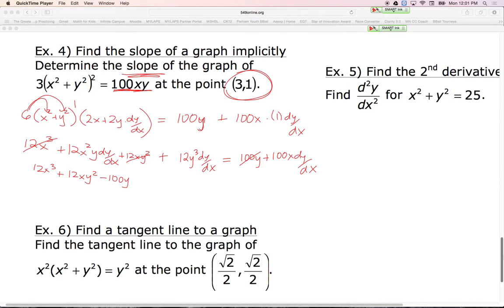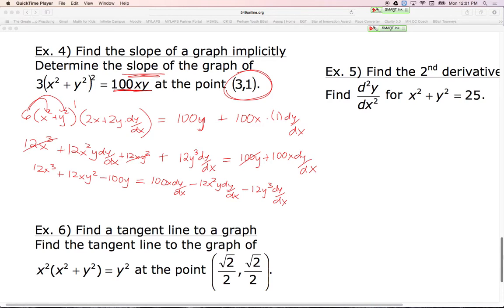I'm just dealing with the terms without dy dx first. Equals 100x dy dx minus 12x squared y dy dx minus 12y cubed dy dx. Now, I'm going to do the next two steps together because I'm running out of room.